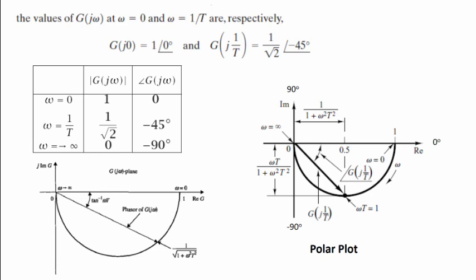The value of G of j omega at omega is equal to 0 and omega is equal to 1 upon T is shown in front of you. For omega is equal to 0, magnitude is 1, angle is 0, and for omega is equal to 1 upon T, magnitude is 1 upon root 2, angle is minus 45 degrees. If we tabulate: for omega is equal to 0, magnitude is 1 and angle is 0. For omega is equal to 1 by T, magnitude is 1 upon root 2, angle is minus 45 degrees. And for omega tending to infinity, the magnitude is 0 and angle is minus 90 degrees.